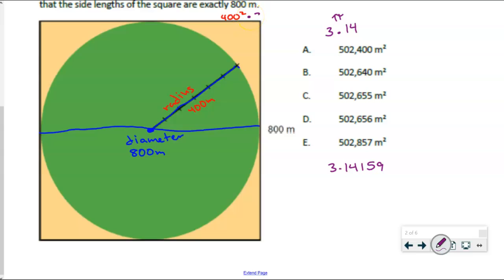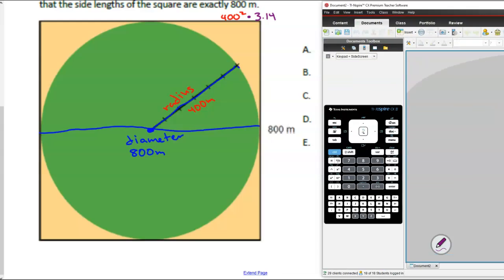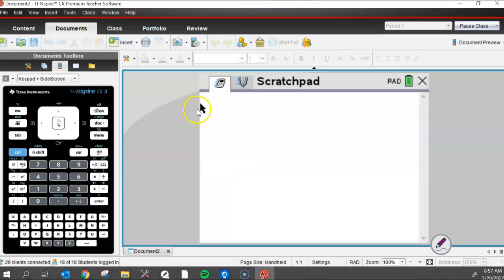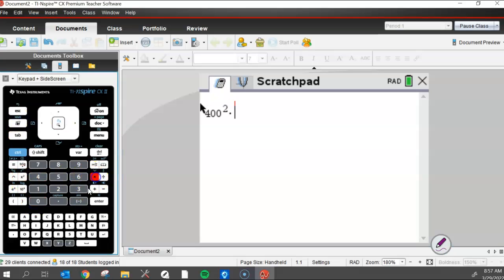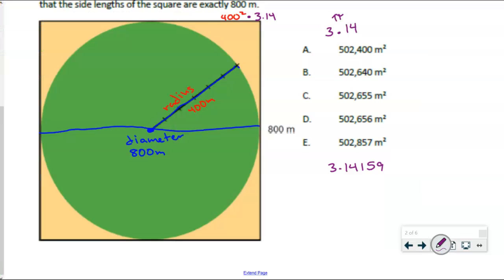What if I start with just 3.14? What is 400 squared times the approximation 3.14? I'm going to type this one into my calculator and I'll call on you guys. So 400 squared times just the approximation 3.14, we end up with 502,400 meters squared. So that would be A, right? Because A is only using 3.14. So we're like, great, we found an answer.